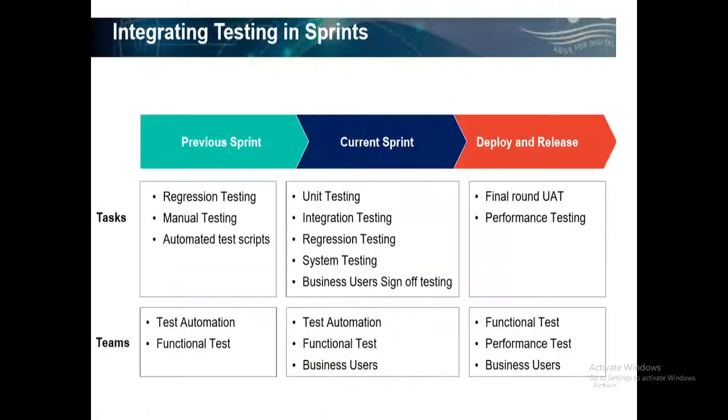the next one. If you are working in the current sprint, say sprint 3, your focus will be on unit testing, integration, regression, and system testing. For the previous sprint, to ensure the previous sprint's code is not broken, we have to do regression testing. And in the final sprint of the release, more UAT and performance testing. This is what I explained to you now.